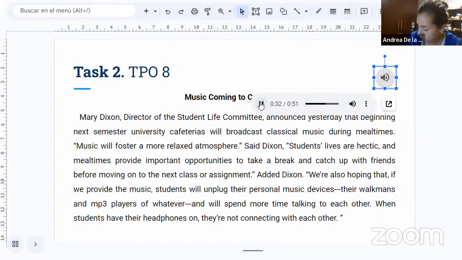Okay. Yeah, I see your point. And second, most students don't like classical music. It's certainly not what I listen to. So are people going to stop listening to their own music? No. I think people are going to be even more likely to bring their MP3 player, to play their own music and block out the classical stuff. Yeah, that makes sense.